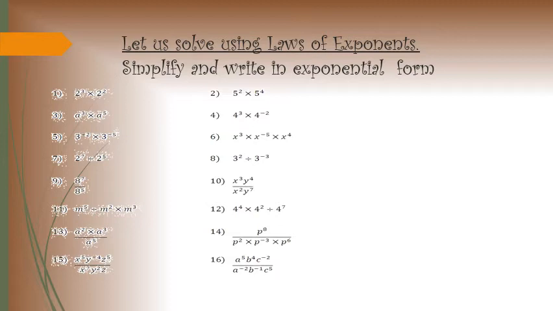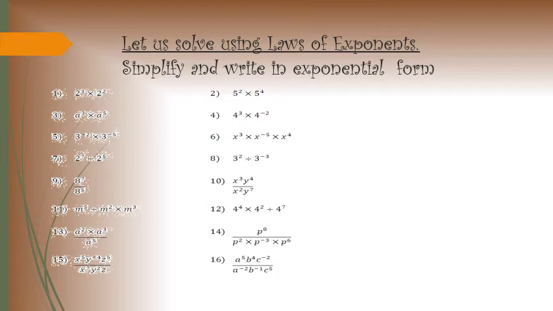Now next we can see question number 13. That is a raised to 2 into a raised to 3 divided by a raised to 5. Here a raised to 2 into a raised to 3 gives us a raised to 5. So actually the question is a raised to 5 divided by a raised to 5. That is equal to a raised to 5 minus 5, which is equal to a raised to 0. And we know using the laws, any number raised to the power 0, its value is 1.